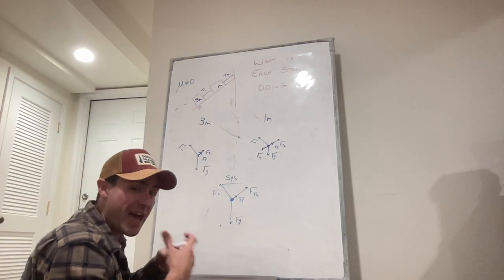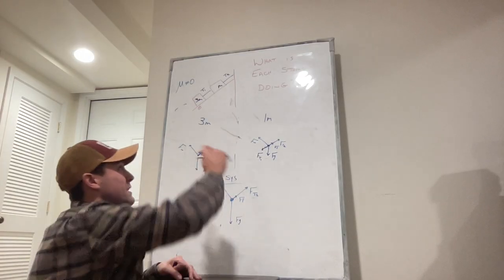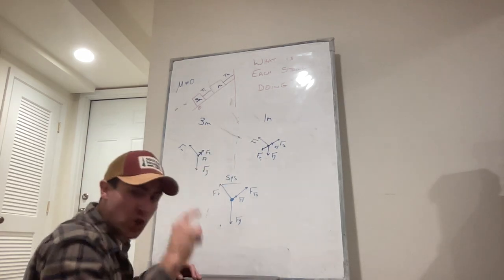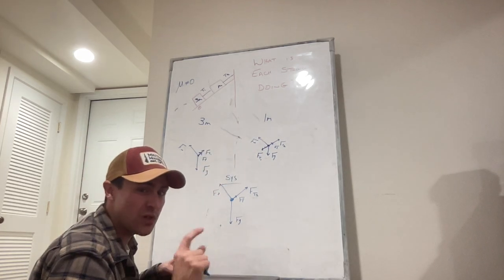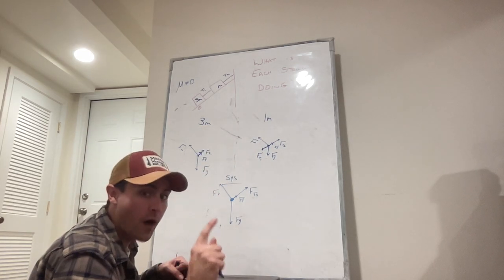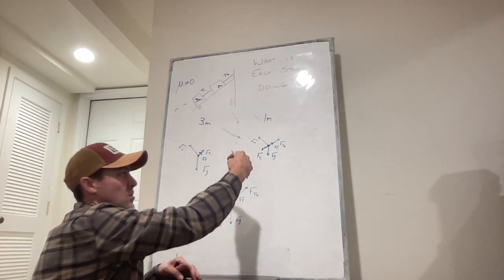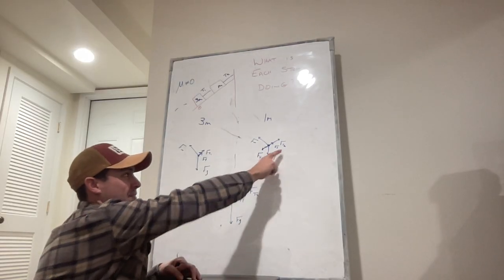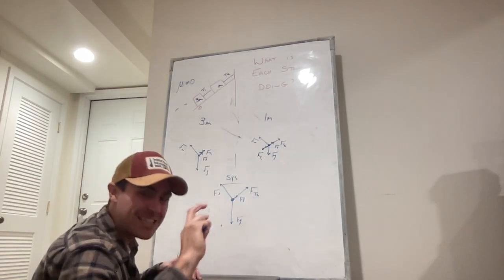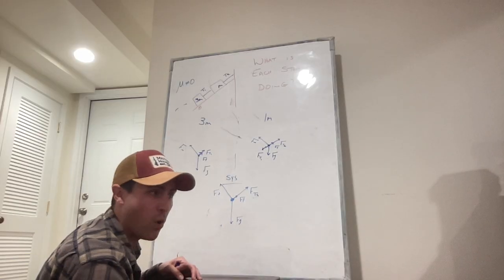When you think about that net force, the net force between T2 and T1, the total of that is only going to be supporting 1M, because I've got T1 pulling down, I've got T2 pulling up, and the difference between those two is just 1M.